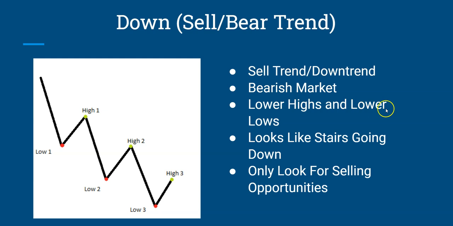If you see lower highs and lower lows, most likely you're dealing with a downtrend. It looks like stairs going down, the total opposite of the uptrend, which looks like stairs going up. And when you're in a downtrend, only look for selling opportunities. Don't try to go against the market. Don't try to go against the trend and the price of the market, because it will burn you if you don't know what you're doing.